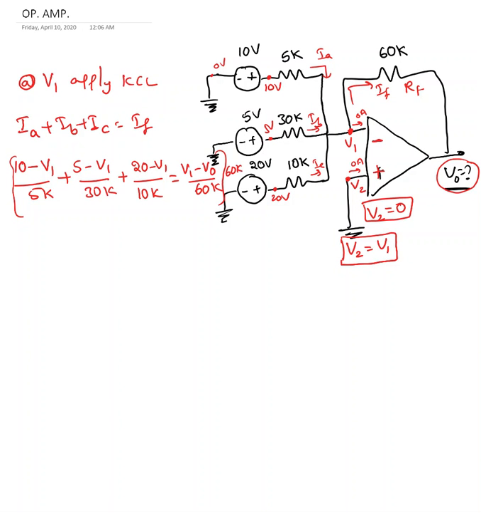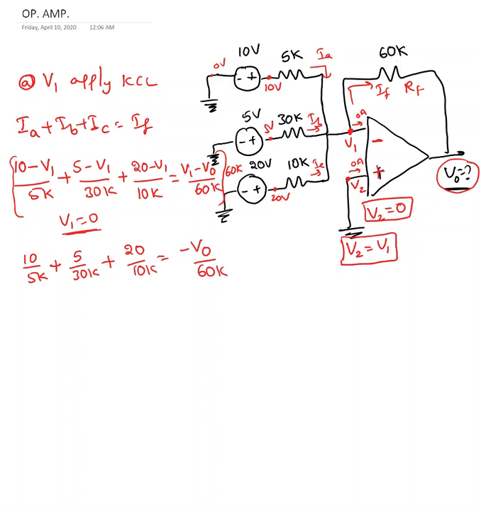Okay, now to eliminate the denominator, I'm going to multiply this with the 60K. By the way, in the operational amplifier, most of the time you will see kilo ohms. Okay, these are electronic circuits, usually they can handle milliampere, microampere, so it's always in kilo ohms. Now if I multiply this with 60K, I'm going to do it offline. Okay, I have another idea. I got V1, I know V1 equal to 0, so I'm going to substitute that. So 10 over 5K plus 5 over 30K plus 20 over 10K equal to minus V0 over 60K.